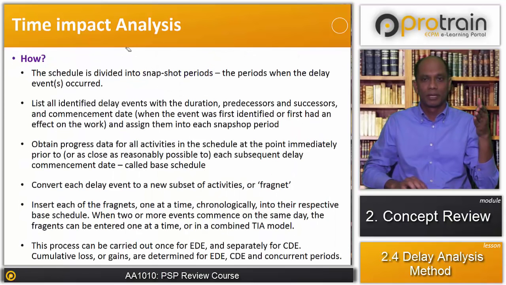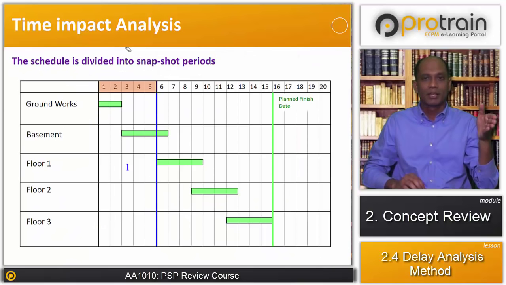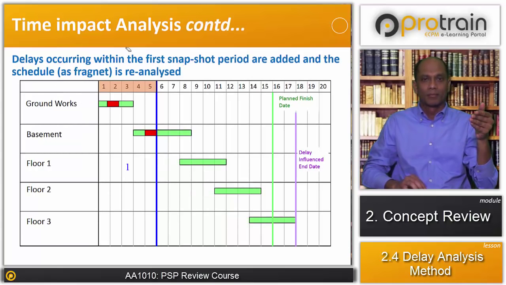Let's go back to the base slide. So what is happening here? It is the base slide right now. It is a baseline schedule, and we have divided the schedule into snapshot periods, that is snapshot period 1. And when there was no delay, the project was supposed to be completed in 16 months, or 16 periods, or 16 weeks, whatever. Now what is happening?